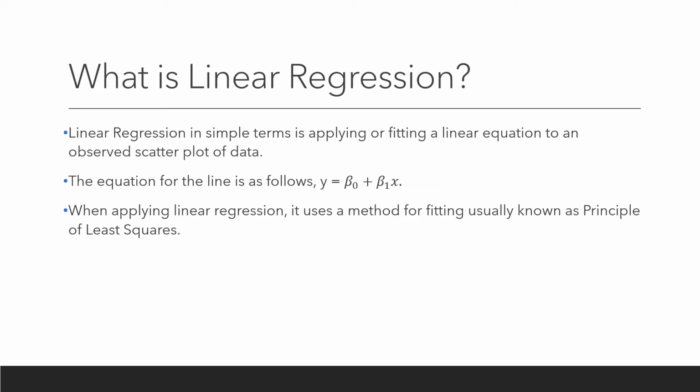The equation for the line is as follows: y equals beta naught plus beta 1x. In layman's terms, it's basically just y equals mx plus b, as simple as I can put it. And when you're applying a linear regression, it uses a method or model for fitting, usually known as the principle of least squares, which is that equation I just showed above you.